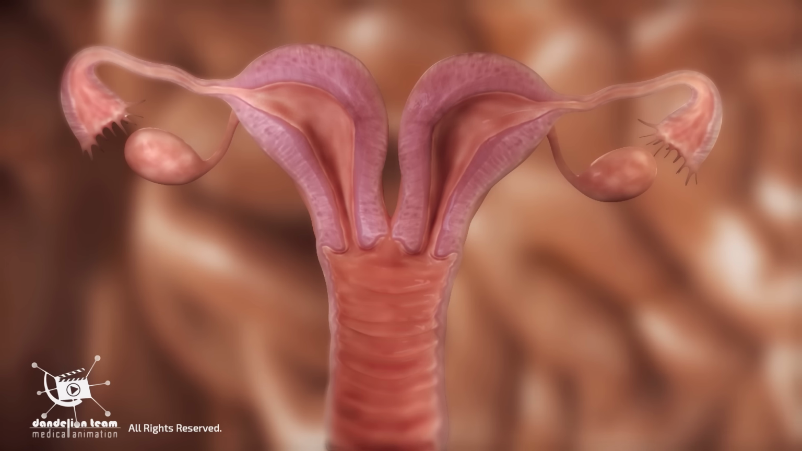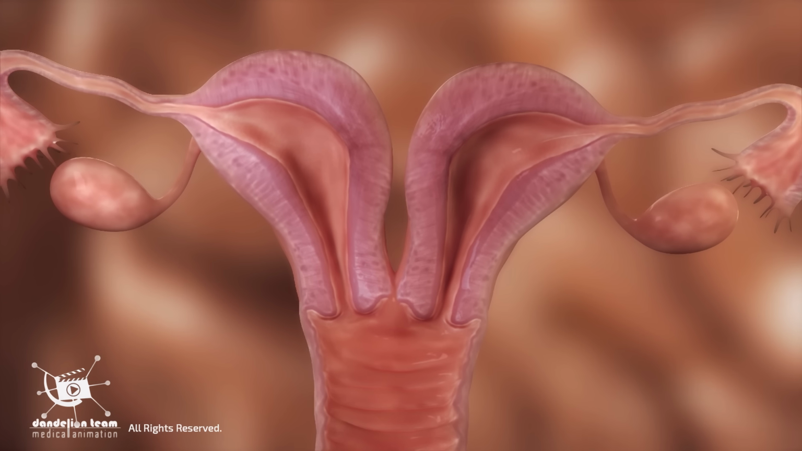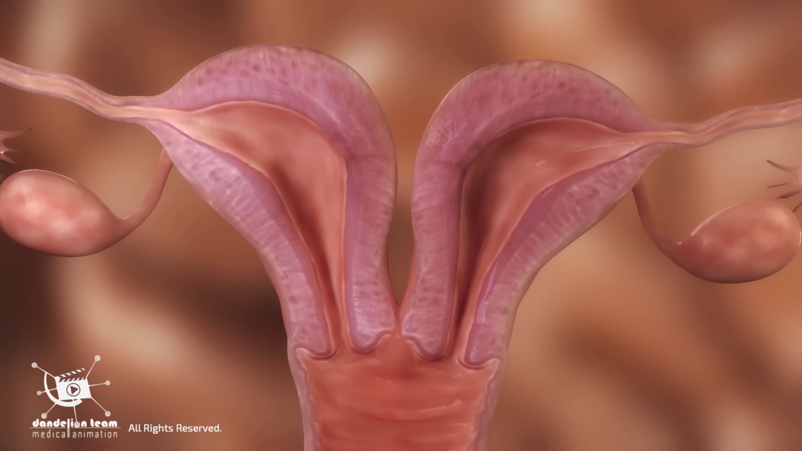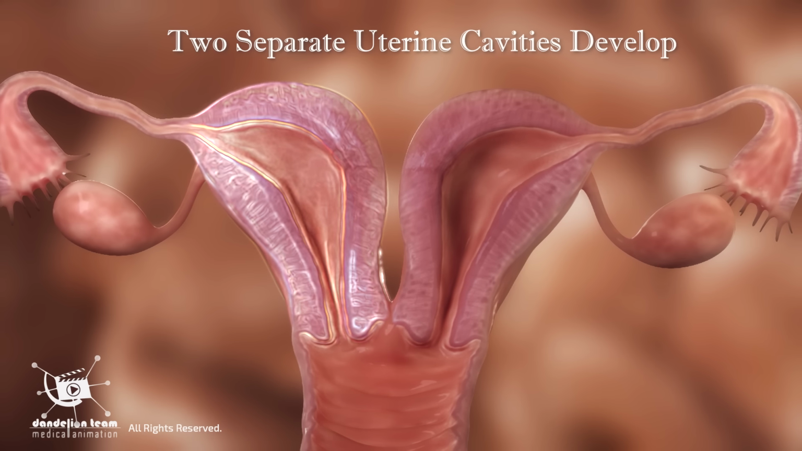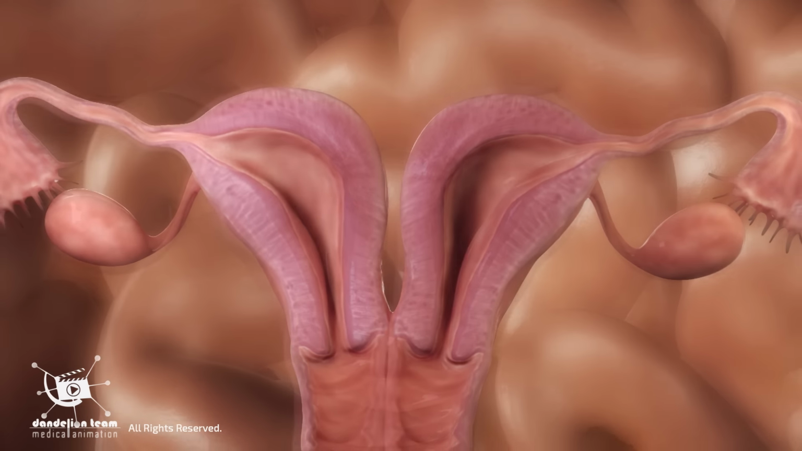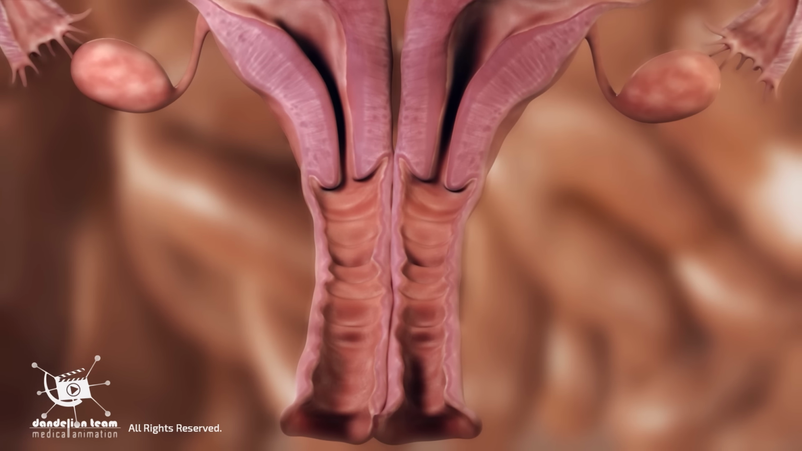A uterus didelphys, also known as a double uterus, is a rare congenital condition that occurs when the two Müllerian ducts fail to fuse to form a single uterine cavity. As a result, two separate uterine cavities develop. There may also be a double vagina due to a longitudinal vaginal septum.